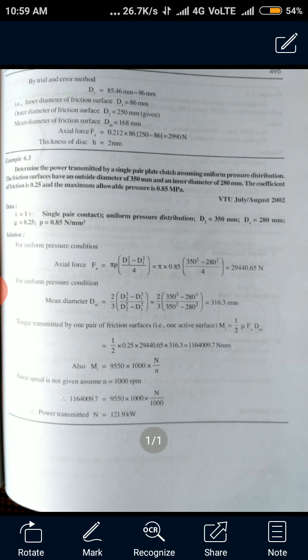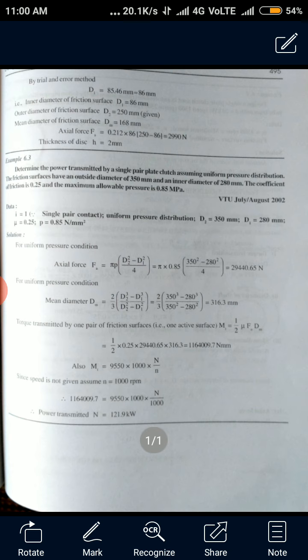What it says: determine the power transmitted by a single pair plate clutch. Single pair means i equal to 1, assuming uniform pressure distribution. So again he has given the theory. What theory you have to assume? Uniform pressure distribution. Friction surfaces have outside diameter D2 350 mm, inner diameter D1 280 mm, friction coefficient mu equal to 0.25, and maximum allowable pressure p equal to 0.85 MPa.